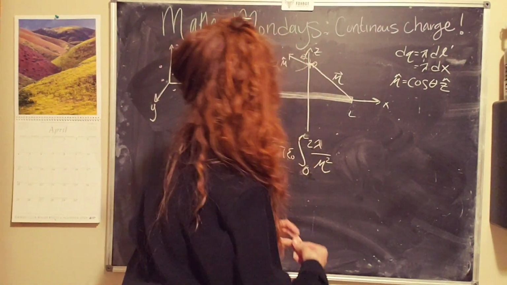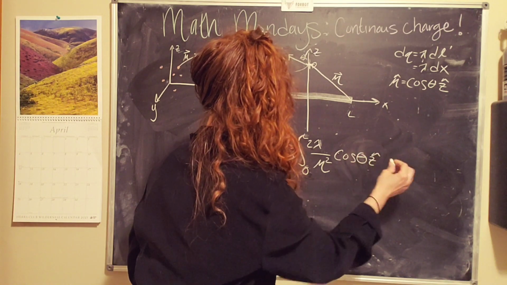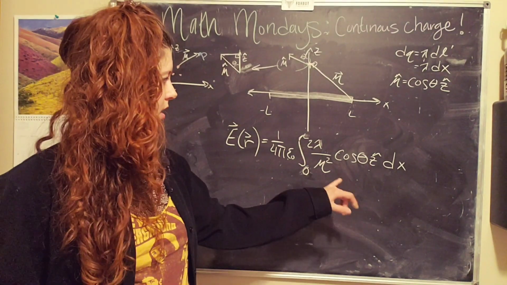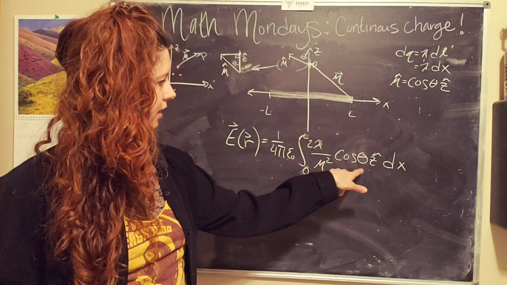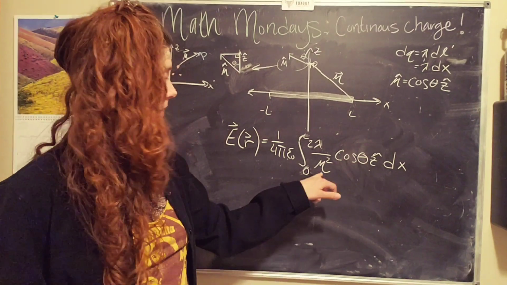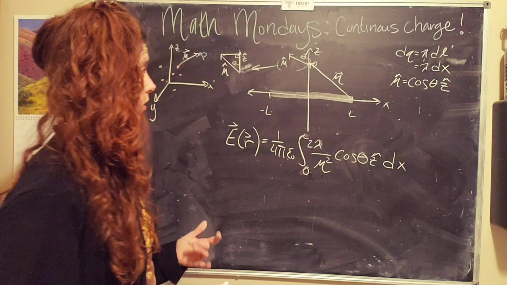So we're going to do that now. Cosine theta, z hat, and I have a dx out here. Okay, cool. But wait a second. I do not like this because that's a little funky, and script r hat changes. So let's get it into Cartesian coordinates.